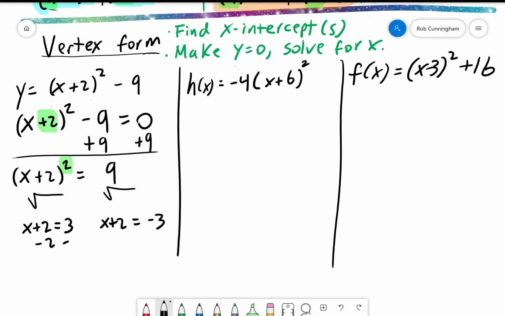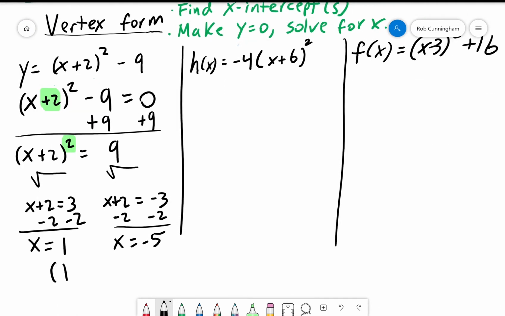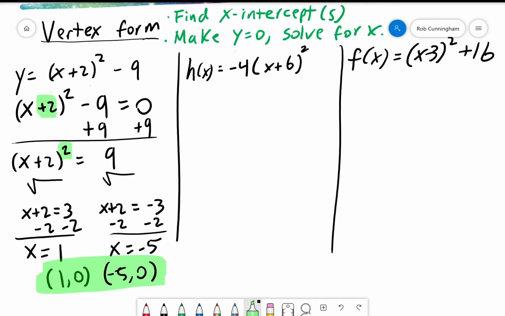Again, solving each by subtracting 2 from both sides, we get x equals 1 and x equals negative 5. My two x-intercepts are (1, 0) and (-5, 0). Let's try another one. h(x) equals negative 4 times (x + 6) squared. Lovely. So negative 4 times (x + 6) squared would then equal 0.